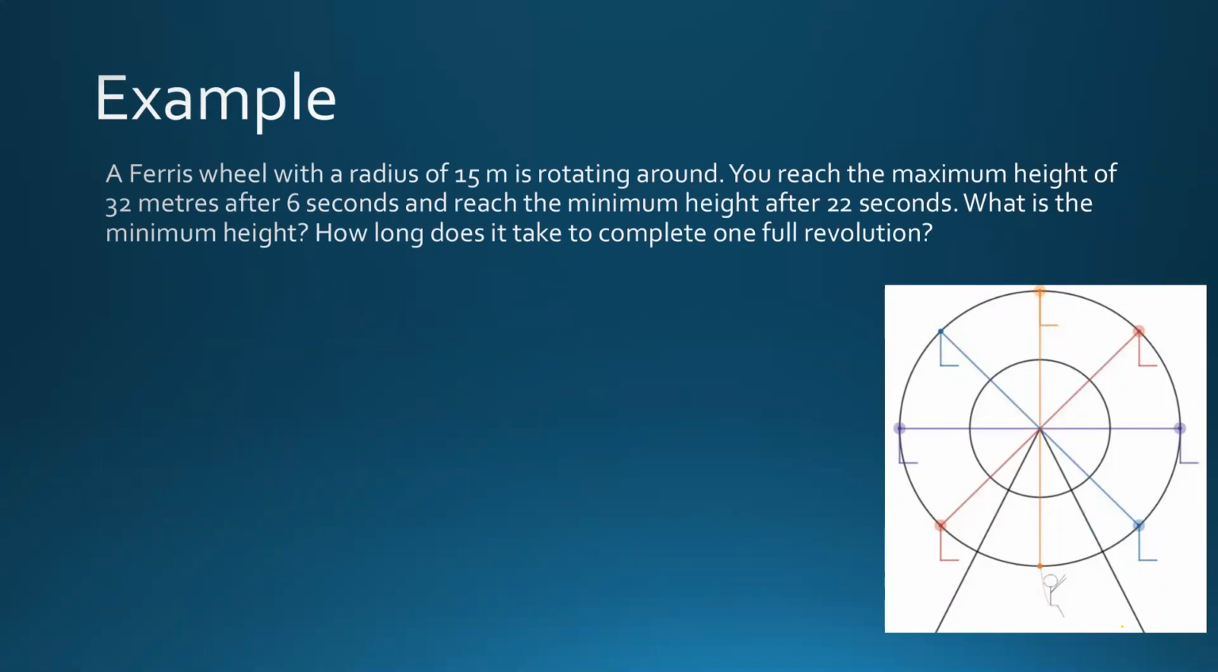Bit of a trickier one. So let's read through it. We have a Ferris wheel with a radius of 15 centimeters that's rotating around. You reach a maximum height of 32 meters after 6 seconds, and I'm going to highlight all the keywords here. 32 meters at 6 seconds, and you reach a minimum height after 22 seconds. And the radius is 15 meters.